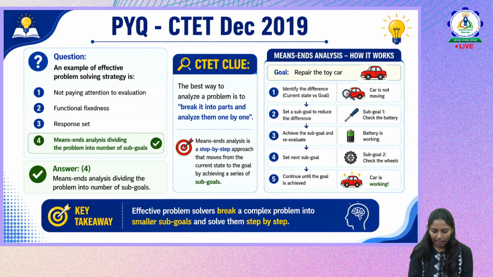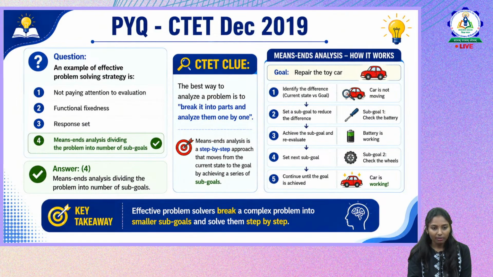So हम अगले क्वेश्चन पे चलते हैं. So the next question here is from CTET December 2019. The question is: an example of effective problem solving strategy is. Okay. So in this question we have to find out what is the effective problem solving strategy. Okay. So options क्या है देखते हैं.